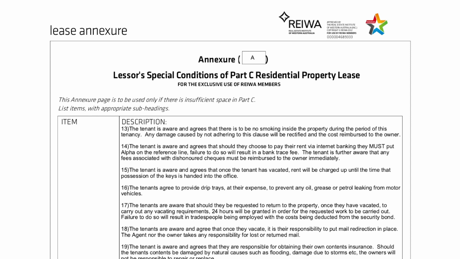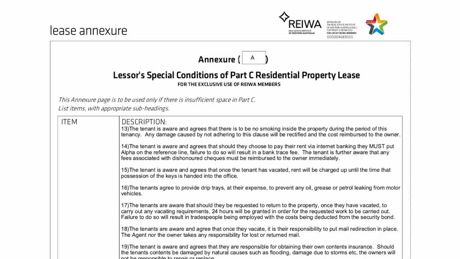The tenant is aware and agrees that once the tenant has vacated, rent will be charged up until the time possession of the keys is handed into the office. The tenants agree to provide drip trays at their expense to prevent any oil, grease or petrol leaking from the motor vehicles.